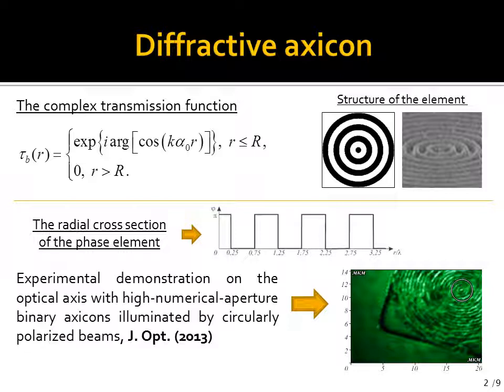the diffraction limit. On the slide you can see the complex transmission function, the structure of the element, the radial cross sections of the phase element, and the picture of experimental demonstrations on the optical axis with high numerical aperture binary axicons illuminated by circularly polarized beams, from one article by the author of this report.